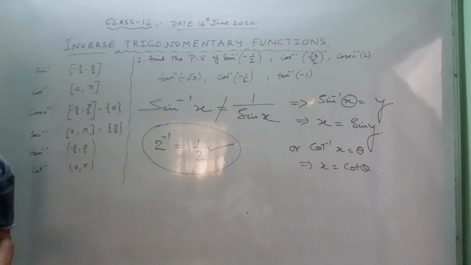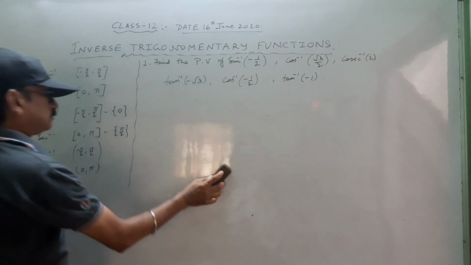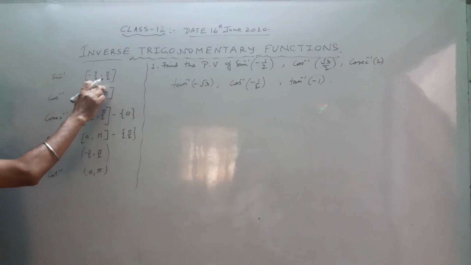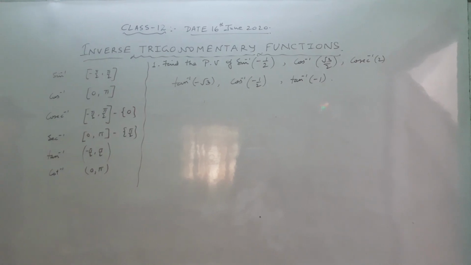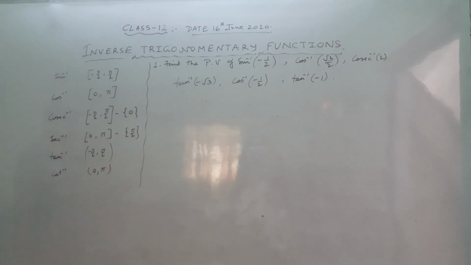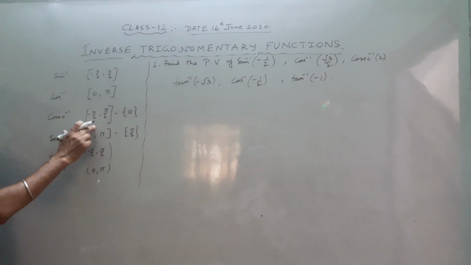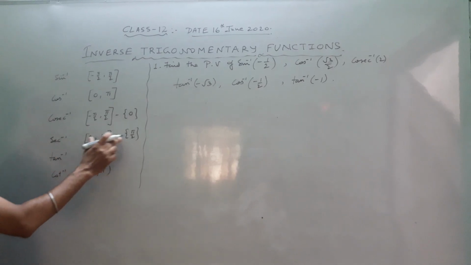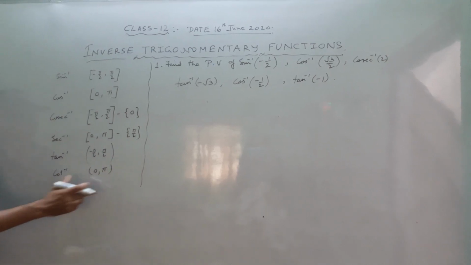Now, here I have written on the left side, and I have given in the table also through WhatsApp, sine inverse range is minus pi by 2 to pi by 2. It is a big bracket, that is a closed interval. In the set chapter of the previous class you have studied the closed interval and the open interval. And cos inverse range is 0 to pi, cosec inverse range is minus pi by 2 to pi by 2 excluding 0, sec inverse 0 to pi excluding pi by 2, tan inverse minus pi by 2 to pi by 2, cot inverse 0 to pi.